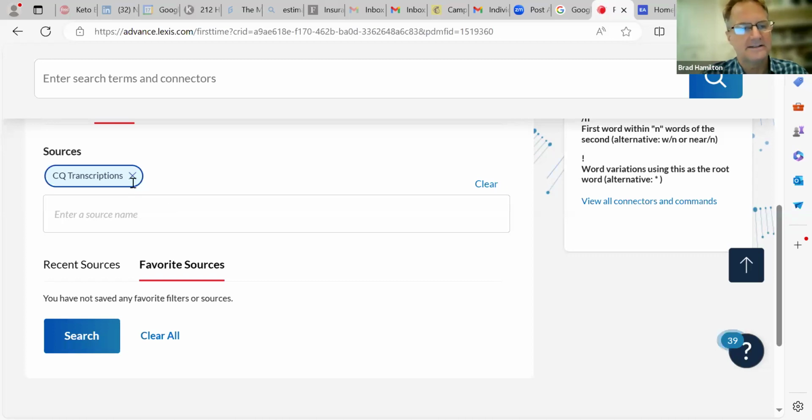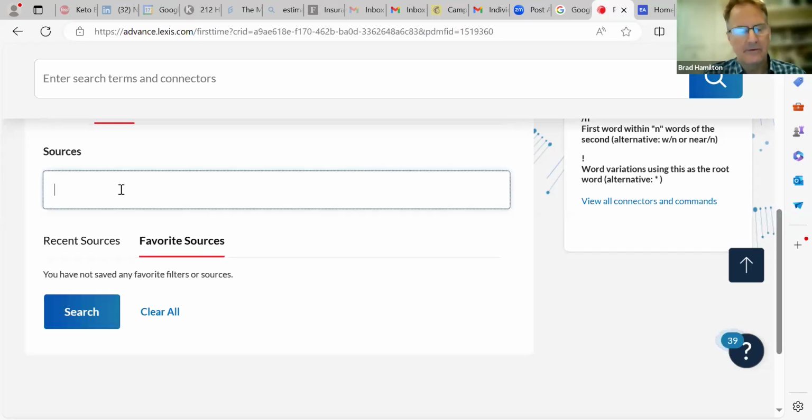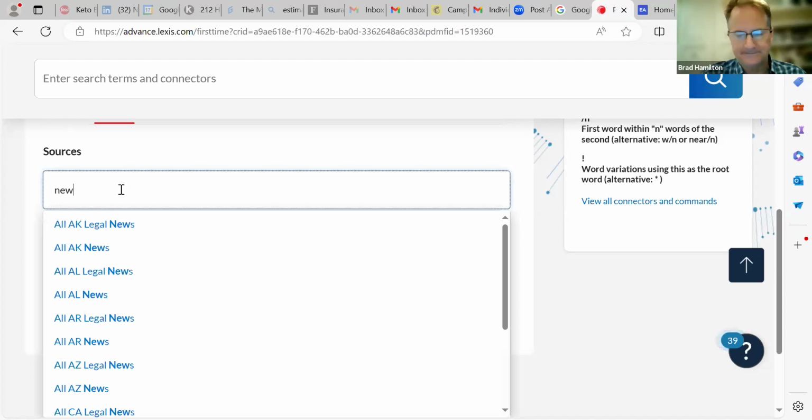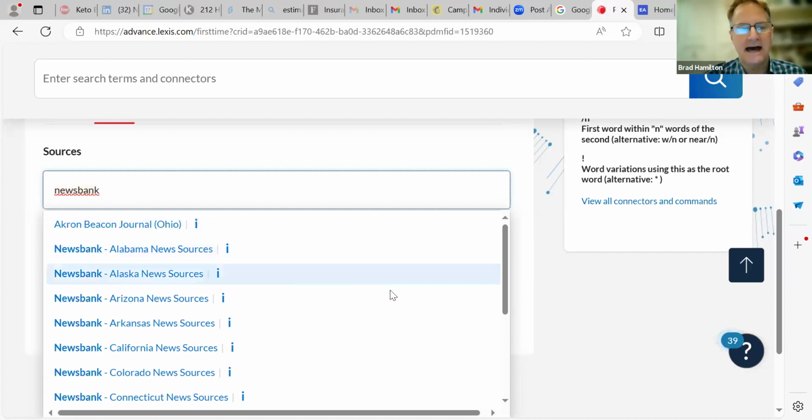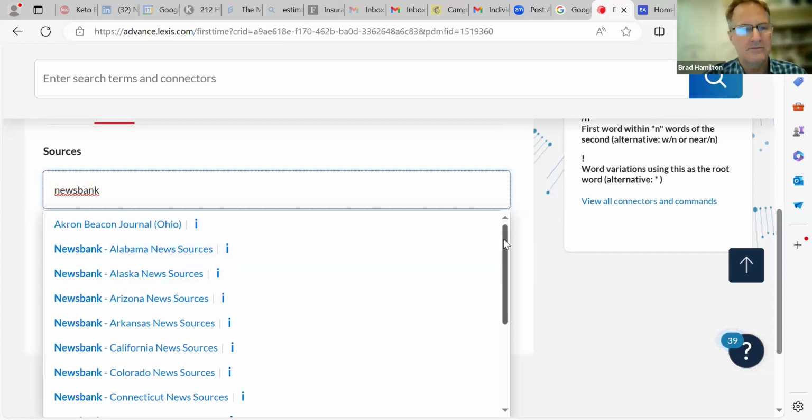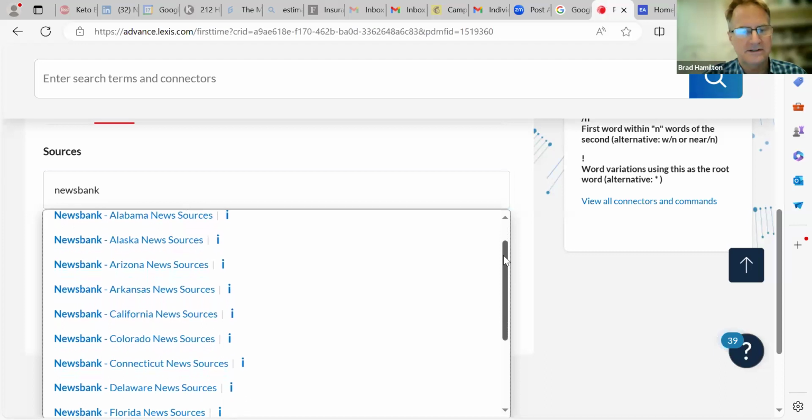All right, so I'm going to erase that. Another one that I really like is Newsbank. So Newsbank is a collection of very local sources. We're talking about small circulating weeklies and dailies that you can isolate and search just under that banner. Okay, and it's pretty robust. The Newsbank sources are amazing.